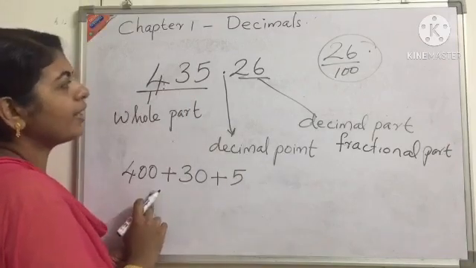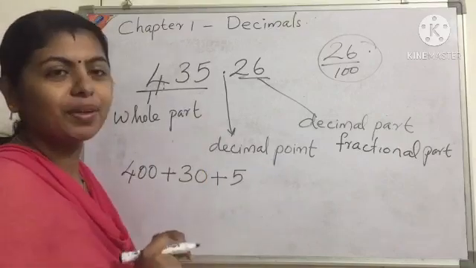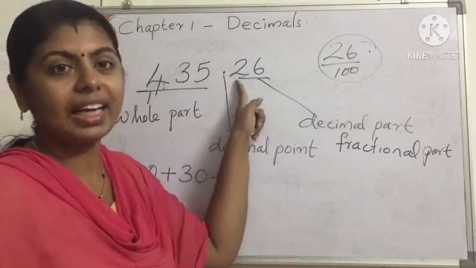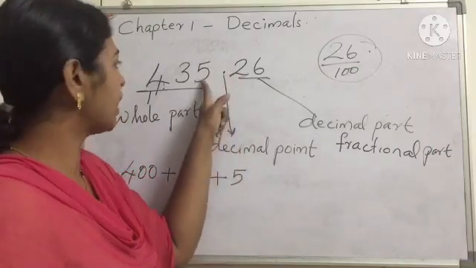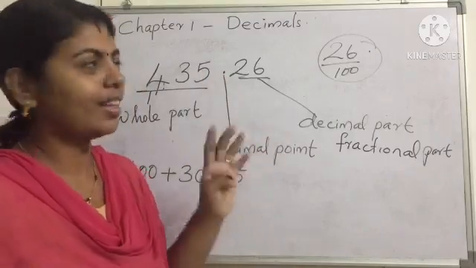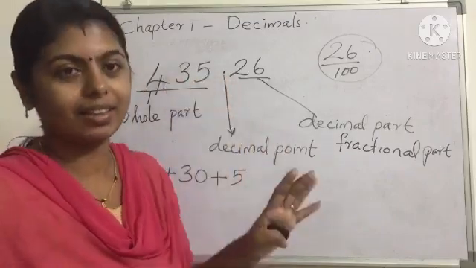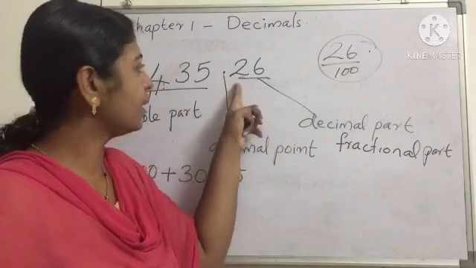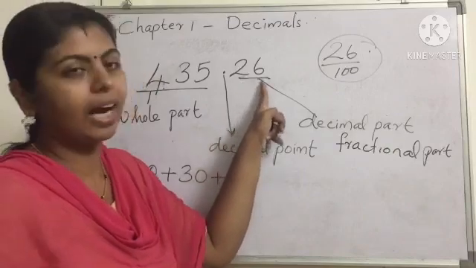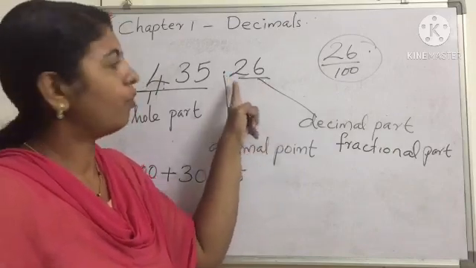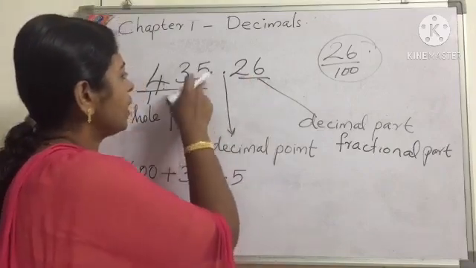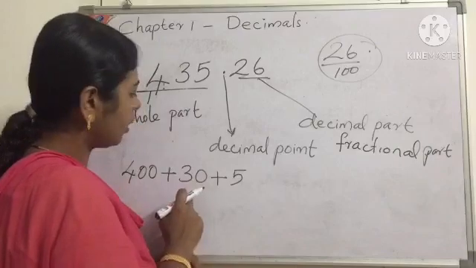Then after the decimal point, what are the positions? Here the first one is called tenth. It's ones, tens, but after the decimal point there is no ones, so the first one is tenth. Then after tenth which will come? Hundredth. Tenth, hundredth. Then it is the position of ones. It's 10. How did we write tens?